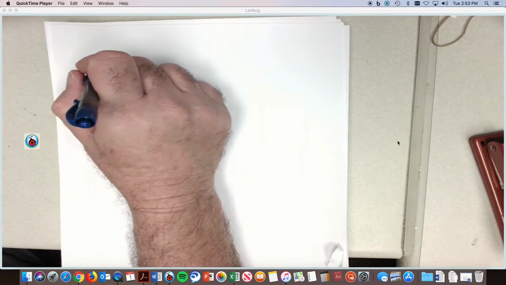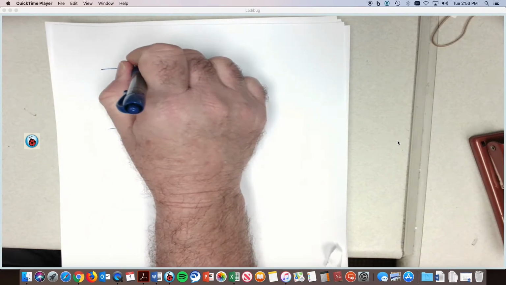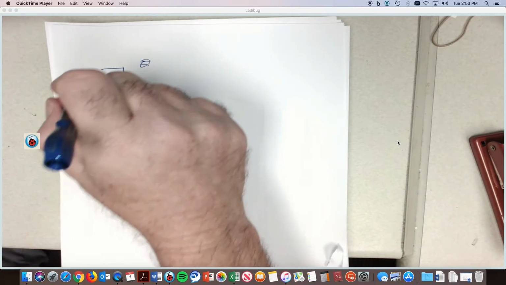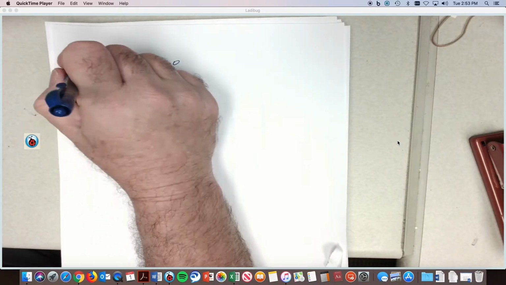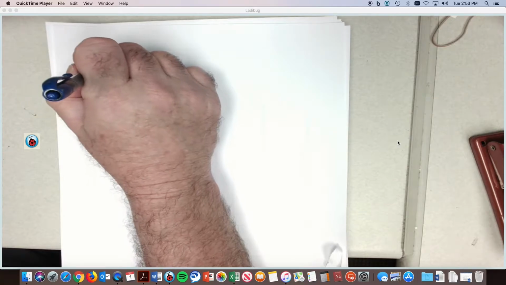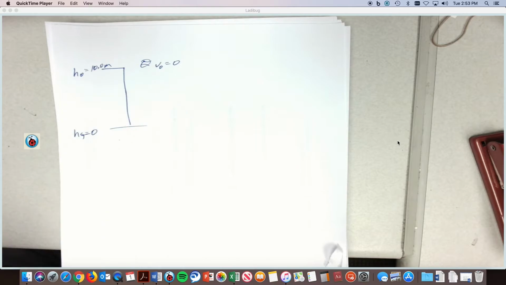But let's just take a simple ball being dropped. I've already done this video once, and I went 9.8 times 10 is equal to 980 instead of 98. It's been that kind of day. It's got an initial velocity equal to 0 in the y direction. Initial height, 10 meters. Final height, 0 meters.